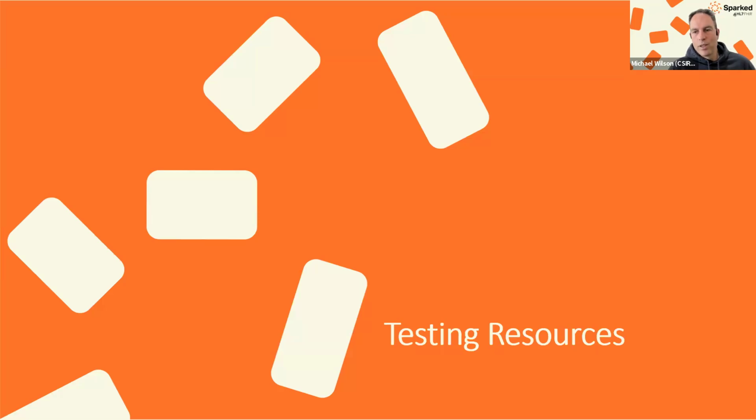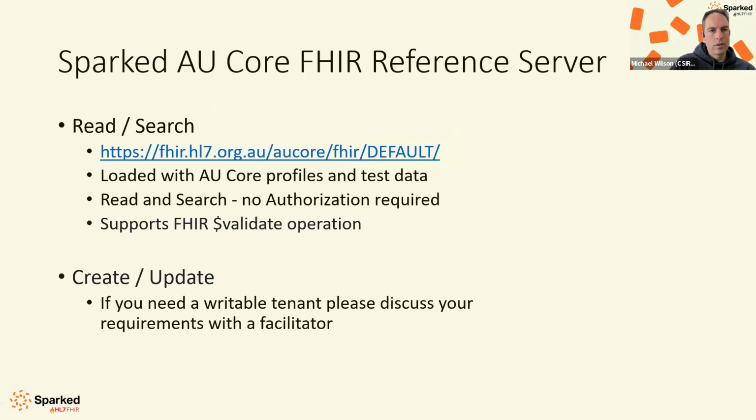Now a bit about the testing resources we'll have available. I spoke a little about these, but this is the Spark AU Core FHIR reference server. It's available now, you can look at it and use it now, and that's the URL for it. It's loaded with all the AU Core profiles and test data, and you can do read and search against that server with no authorization. It's fully open. It also supports the $validate operation if you want to validate some resources against it.